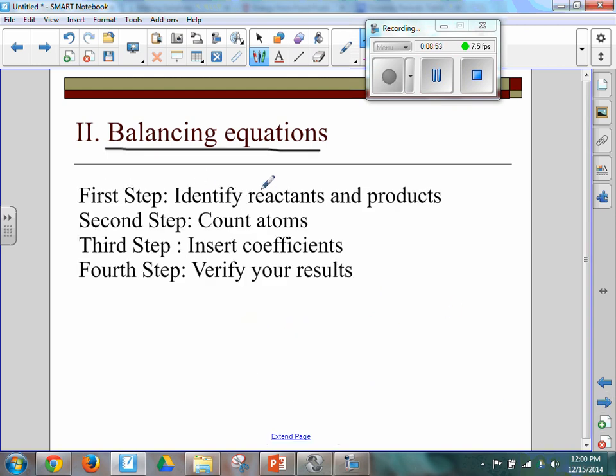So now, when we're balancing equations, we need to go through simple 4 steps. Some of you will go through these steps rather quickly. Others of you will need to go step by step just like this. So first of all, identify the reactants and the products. Count your atoms, insert coefficients. This is probably where the majority of the work goes into, and verifying your results.